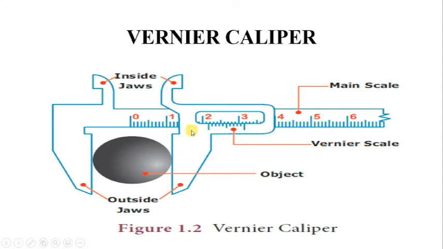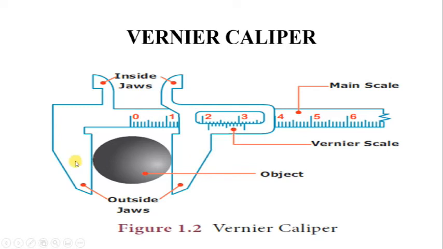Also, this vernier scale has a particular special character: this part of the vernier scale will slide over the main scale. This instrument has been modeled such that the vernier scale slides over the main scale so that it can close and open.